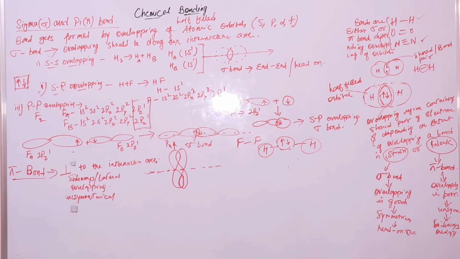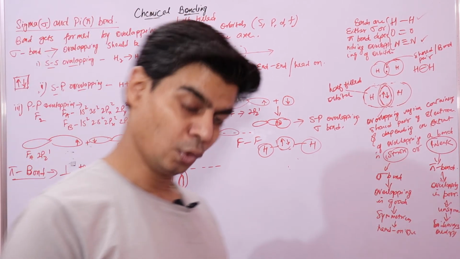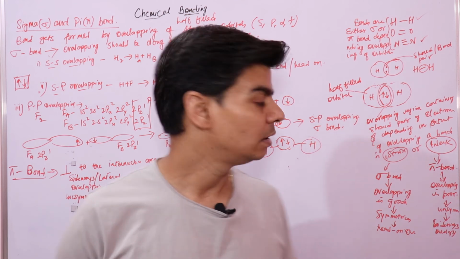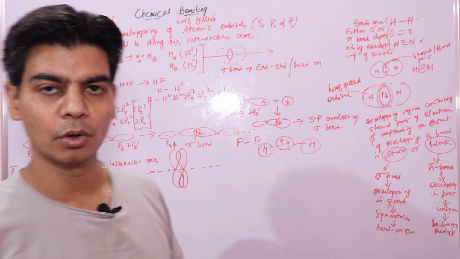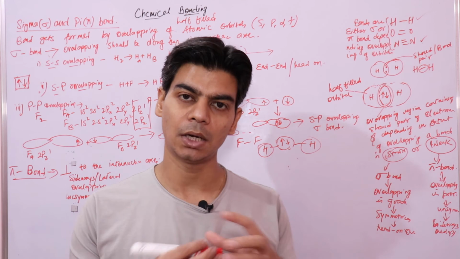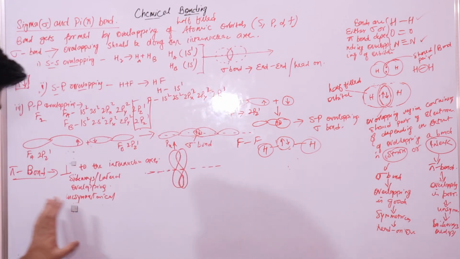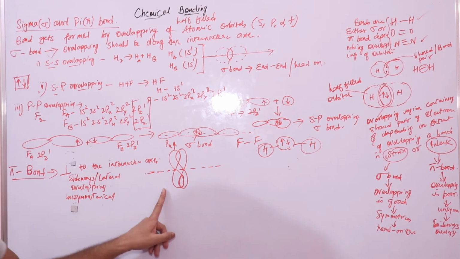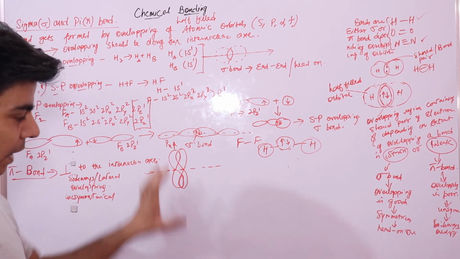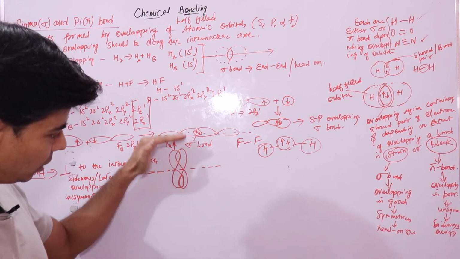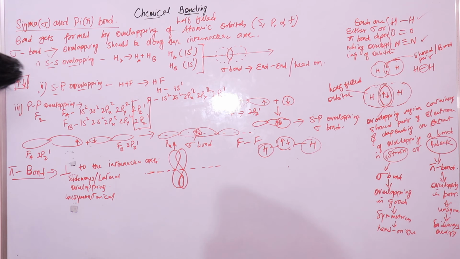So here the most important thing that you should remember is the overlapping extent, right? The better the overlapping extent, like in the case of sigma bonds, where the overlapping happens along the internuclear axis, the stronger the bond. Whereas in the case of a pi bond, overlapping is poor, and this overlapping cloud is unsymmetrical, half above and half below. So this leads to a weak bond.